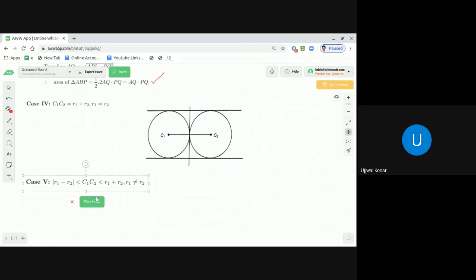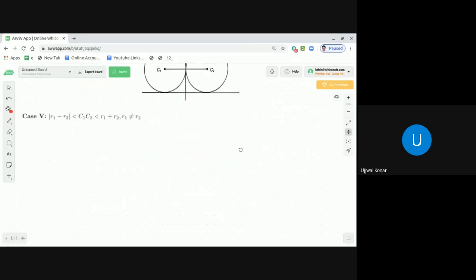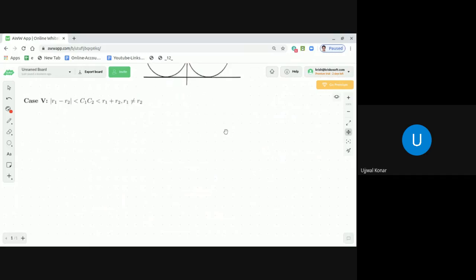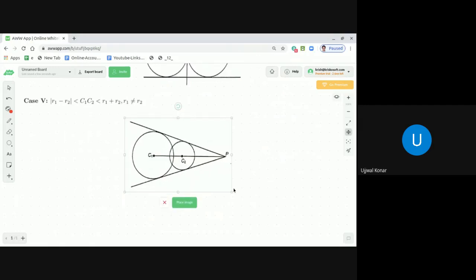This is case 5, where mod of R1 minus R2, that is the non-negative difference between the radii, is less than C1C2, which is less than R1 plus R2. So what will be the visual representation of this particular case? It will be something like this. Let me show you.